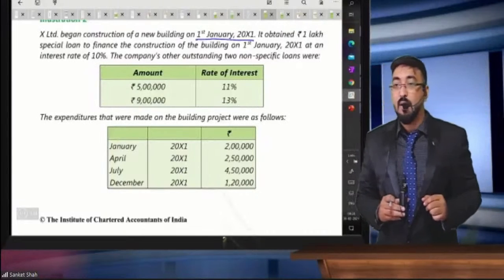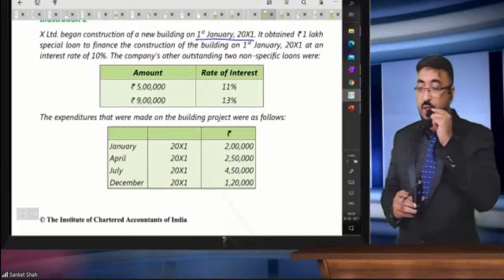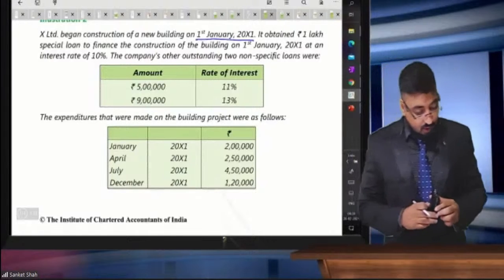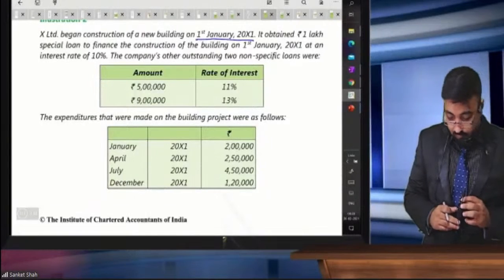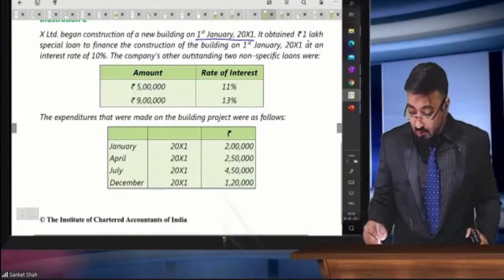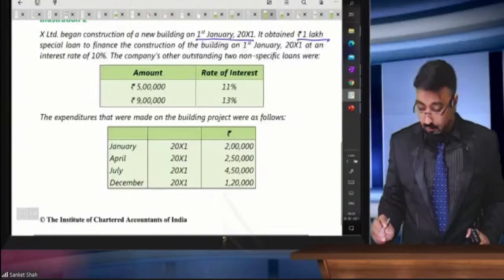It obtained 1 lakh rupees special loan. So special loan is special borrowing, specific borrowing. Okay, so 1 lakh.